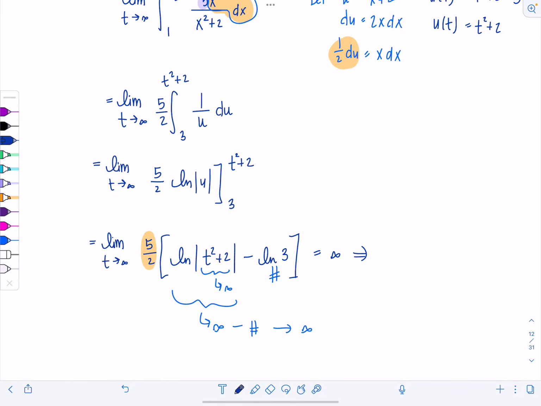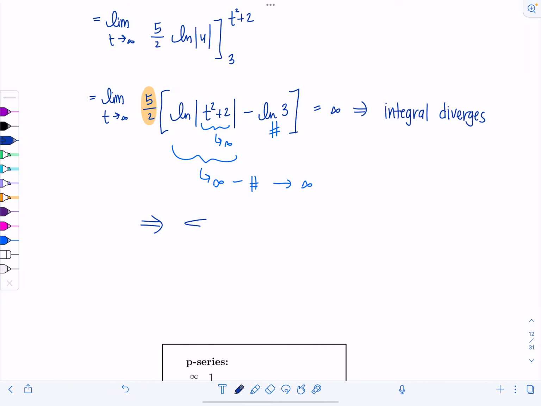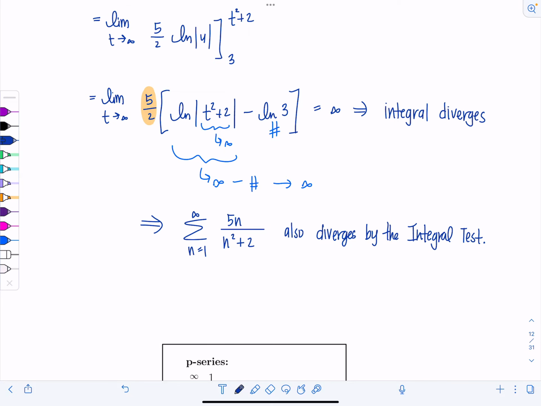That means the improper integral diverges. So what does that tell me? That the sum, our original infinite series, n equals 1 to infinity of 5n over n squared plus 2, also diverges by the integral test. Okay, and I'm only going to do one integral test. Otherwise, this video would be 8 hours long if I covered every scenario.